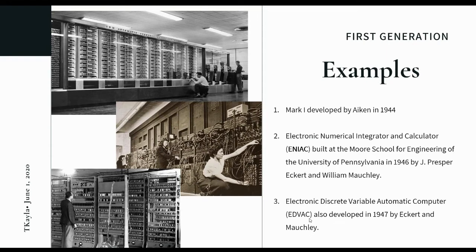The first generation computers have the following examples. 1. Mark I, developed by Aiken in 1944. 2. ENIAC, or the Electronic Numerical Integrator and Calculator, built at the Moore School of Engineering of the University of Pennsylvania in 1946 by J. Presper Eckert and John Mauchly. 3. Electronic Discrete Variable Automatic Computer, or EDVAC, also developed in 1947 by Eckert and Mauchly.